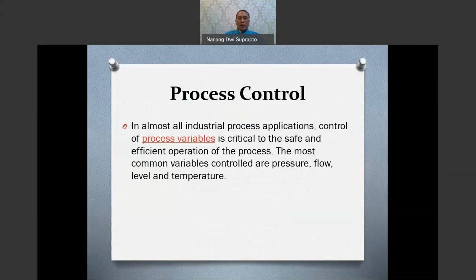About process control. In almost all industrial process applications, control of process variables is very critical to the safe and efficient operation of the process. The most common controlled variables are pressure, flow, level, and temperature.